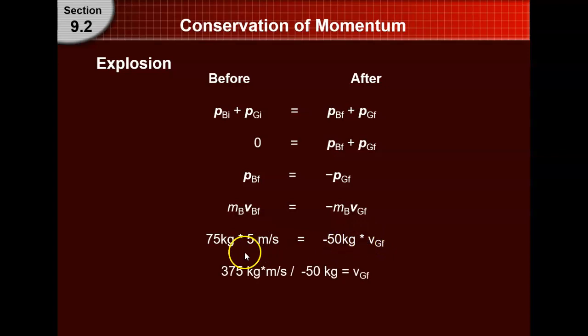So if we take 75 times 5, that gets us 375 on the left side. 375 divided by 50 will get us the final speed of the girl, and that means the girl is going negative 0.75. That means she's going in the opposite direction of the boy. So the lighter girl is going faster than the heavier boy in this particular case.